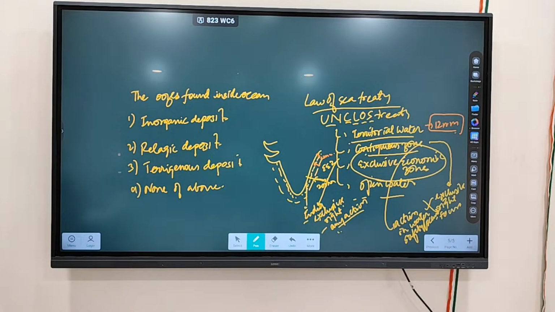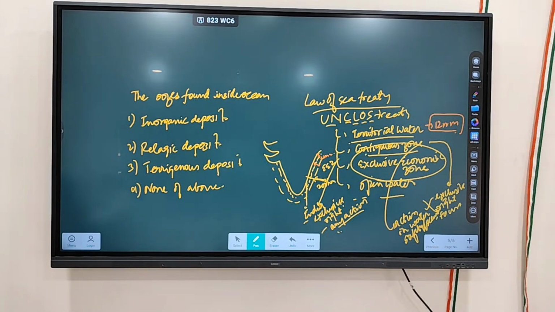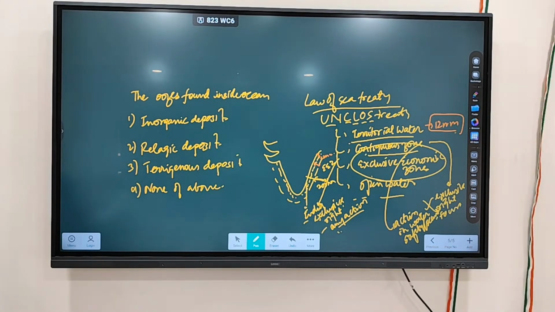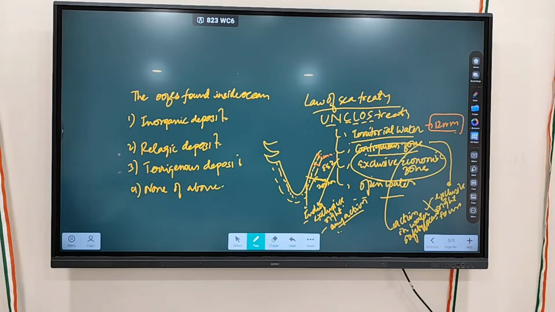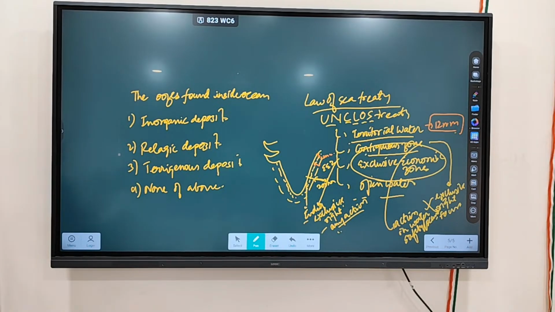Development in terms of what? Let's say you can derive minerals. We discussed which type of minerals? Polymetallic nodules. Okay, you can derive minerals. You can use them for trade, other purposes, any type of development related thing.